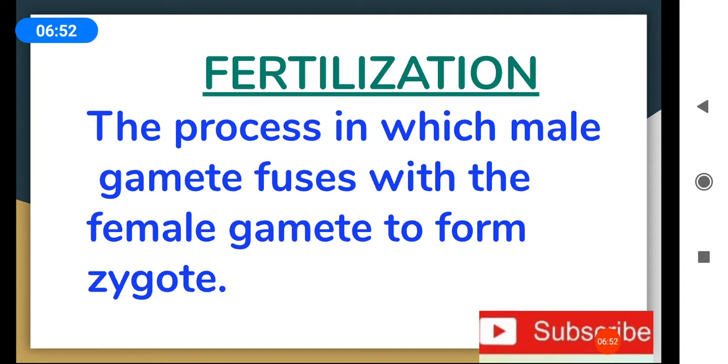So what is fertilization? The process in which the male gamete from the anther fuses with the female gamete. Where is the female gamete? In the ovary, to form a zygote. So the fusion of the male gamete with the female gamete forms a zygote. This process is known as fertilization.